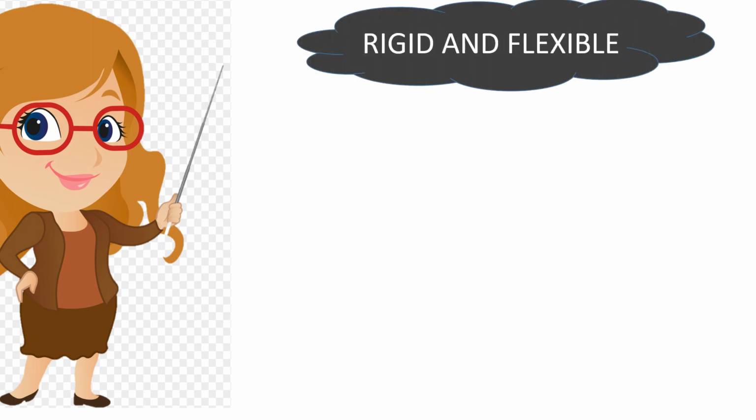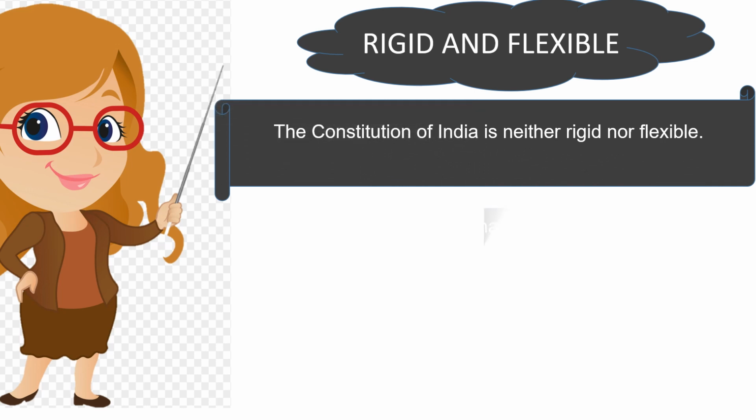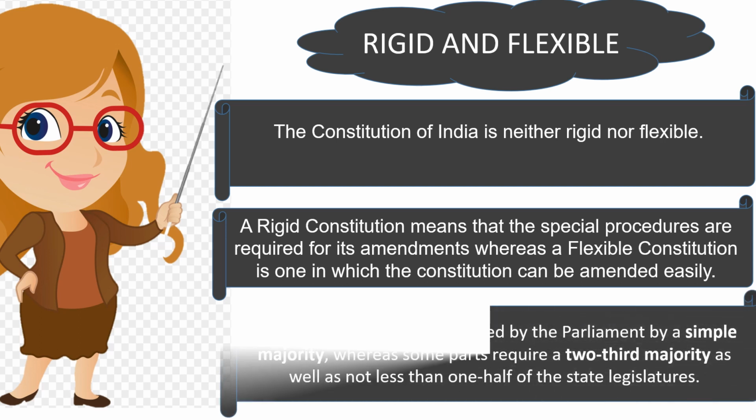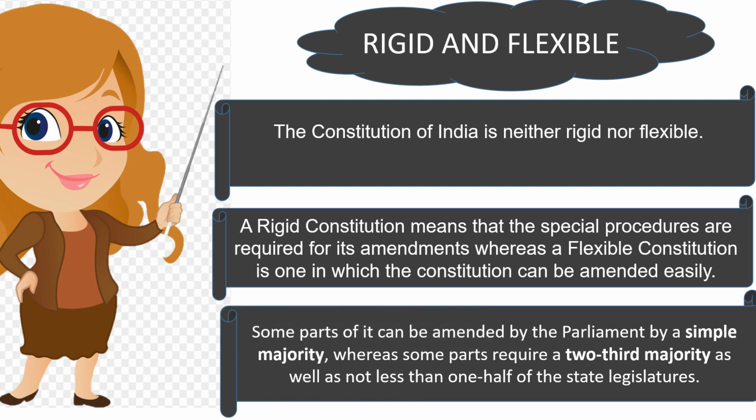A rigid constitution means that special procedures are required for its amendment, whereas a flexible constitution is one in which the constitution can be amended easily. Some parts of it can be amended by the parliament by a simple majority, whereas some parts require a two-third majority as well as not less than one half of the same legislature. With this, we come to our next topic, that is the procedure of amendment.